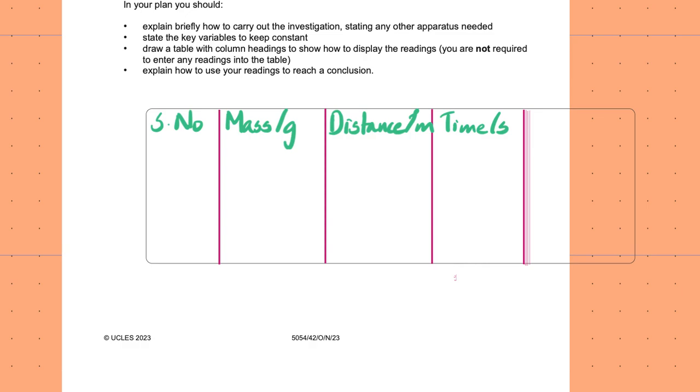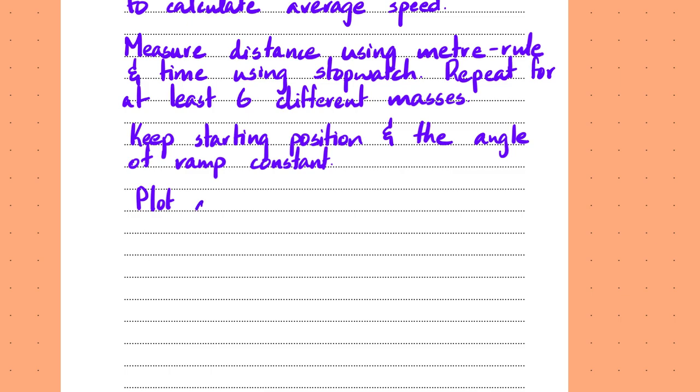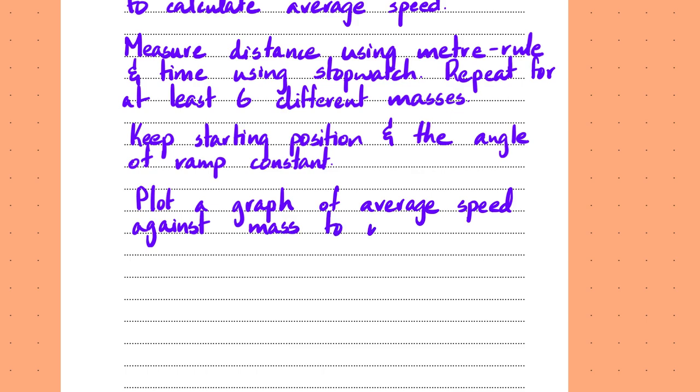So this is your average speed in meters per second. And the last part is always the same, so you know what we say: plot a graph of average speed against mass to make conclusions. So that's this paper. See you in the next one.